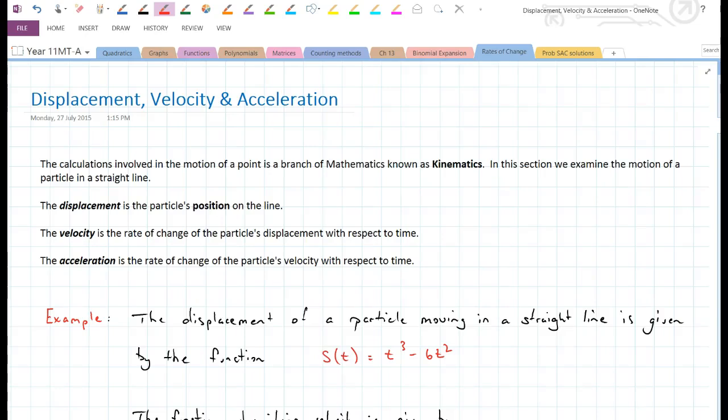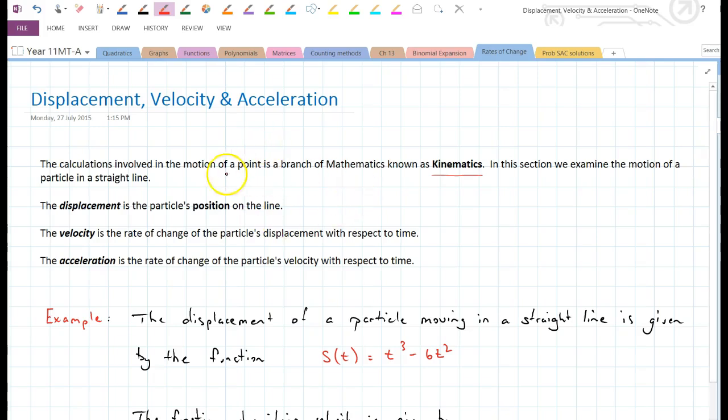Right, in this screencast we're going to look at a branch of mathematics known as kinematics, which refers to the calculations of the movement or the motion of a point or a particle in a straight line. Sounds pretty dry, and it probably is, but it's an application of rates of change, which is what we've been looking at the last few days.